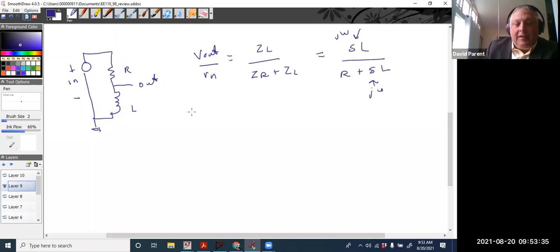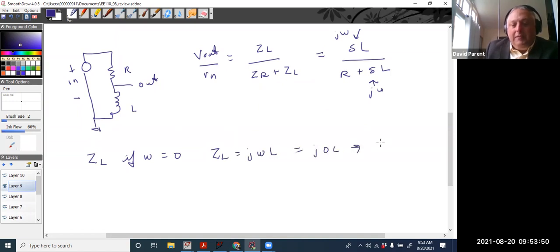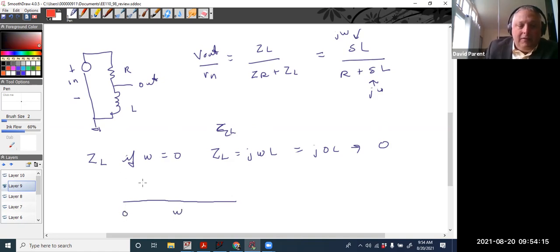But again, let's just think about it in terms of ZL. If omega equals 0, ZL equals j omega L equals j 0 L, because this is just much, much smaller. So this will be much, much smaller than that. It'll be effectively shorted. So here at 0, I'm going to be at 0.